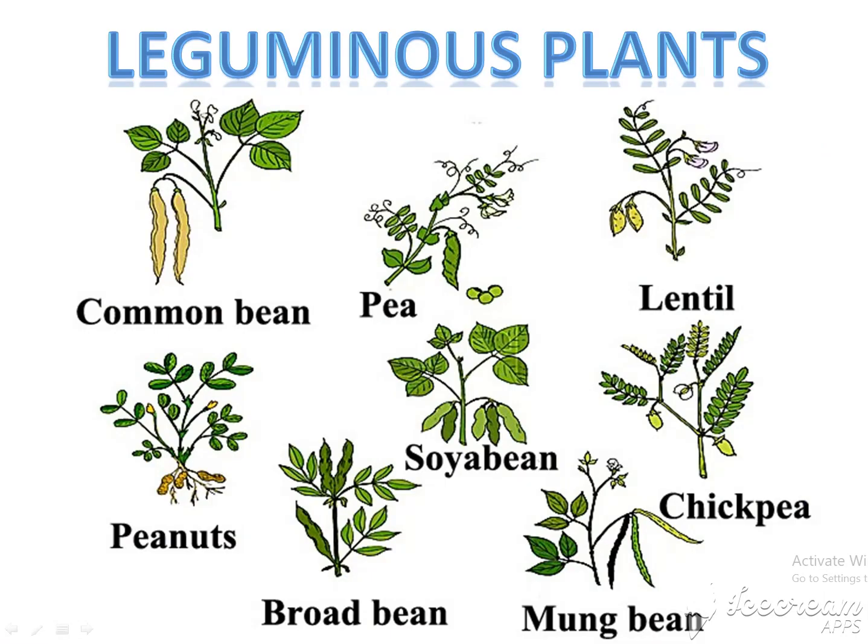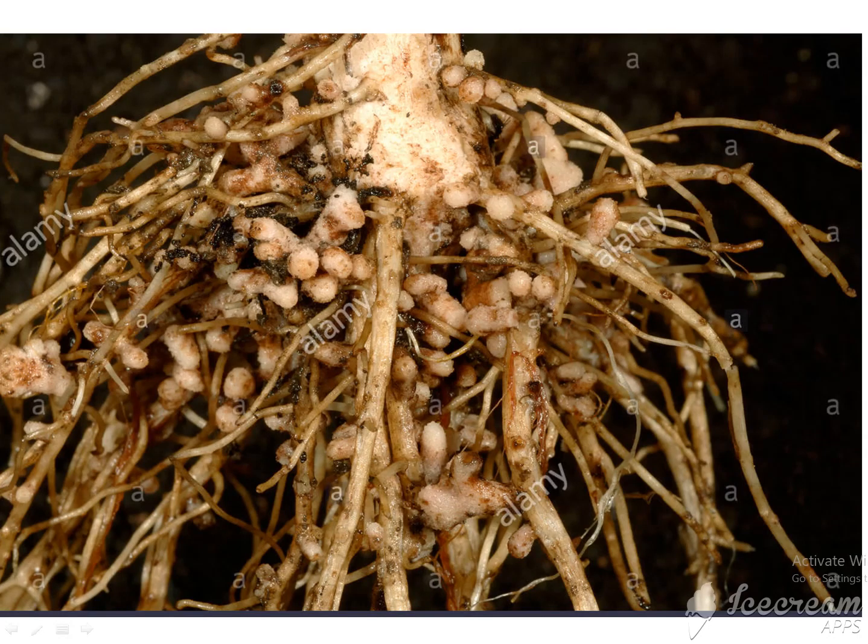Leguminous plants. These are the examples of leguminous plants: common beans, pea, lentil, peanuts, soya bean, chickpea, broad bean, mung bean. These are some of the leguminous plants. What is the speciality of these leguminous plants? Do you know? They have the root nodules. The small ball-like structures are seen in the roots. Have you seen? These are called root nodules.